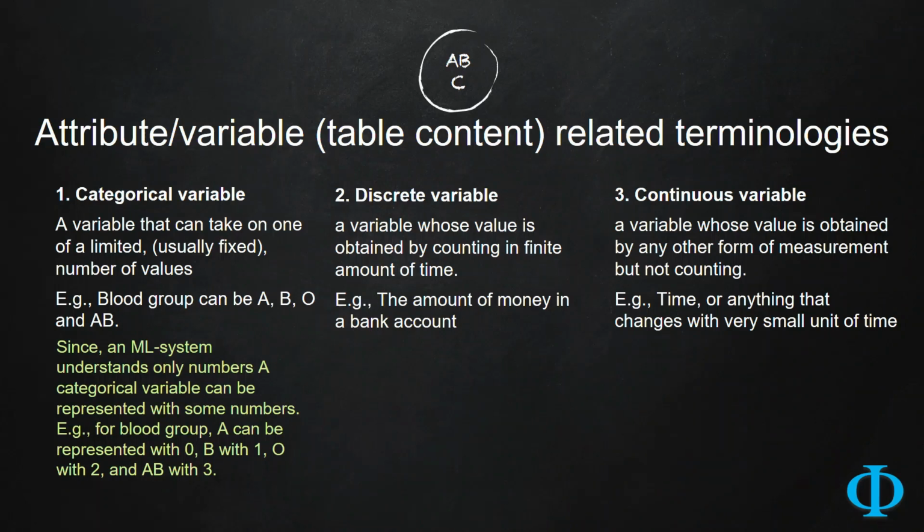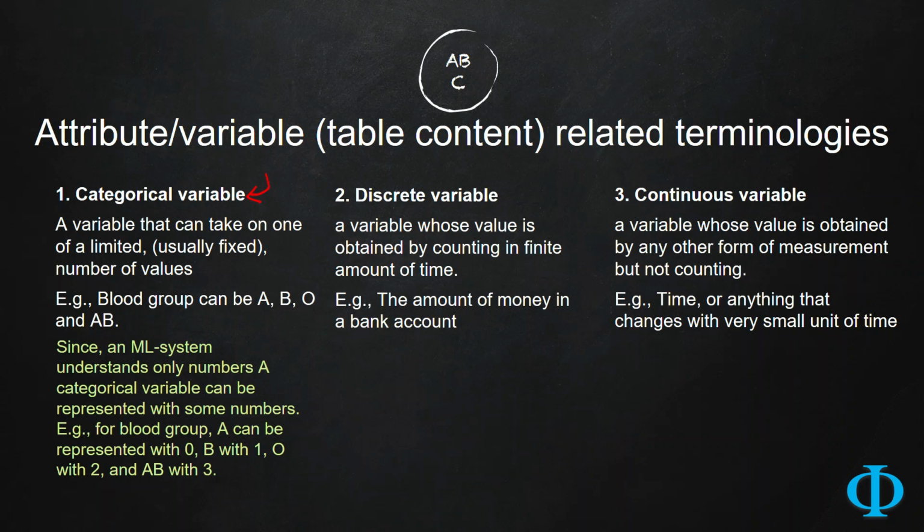Now let us clarify some terminologies related to the attributes or variables, which are basically the content of a table. Or alternatively, you can say that this slide is showing you different types of variable that are possible in machine learning. So let us start with the first one. The first type of data is a categorical variable. A categorical variable is a variable that can take one of a limited number of values.